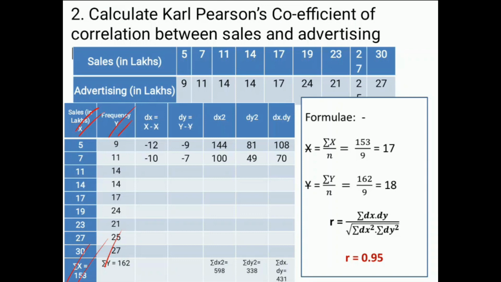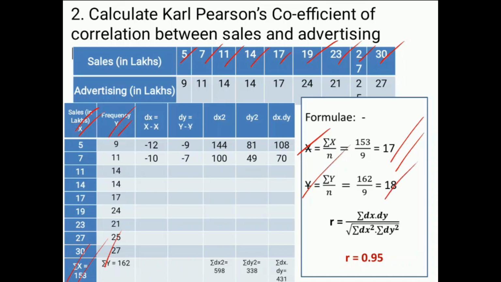After finding the totals of both X and Y, calculate the average of X and the average of Y by applying the formula for X mean and Y mean. X mean and Y mean are the total of all the values divided by the number of values. The number of values given in the question is 1, 2, 3, 4, 5, 6, 7, 8 and 9. So N here becomes 9. 153 divided by 9, you will get 17. Similarly for Y, 162 divided by 9, you will get 18.